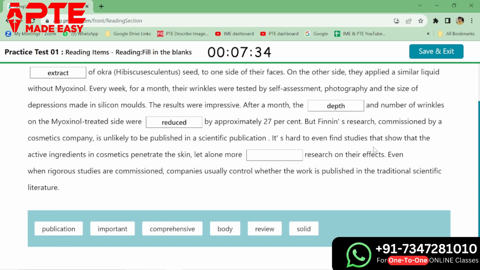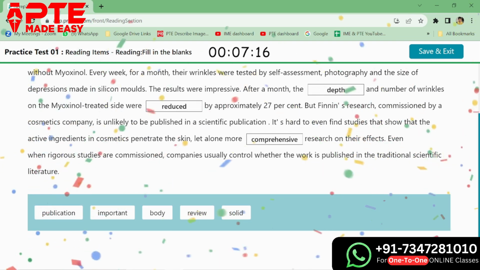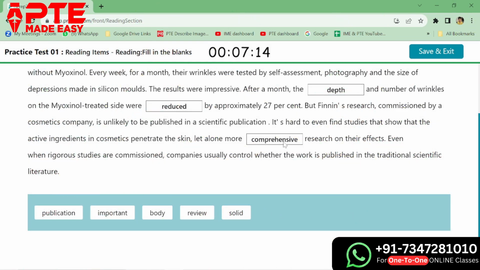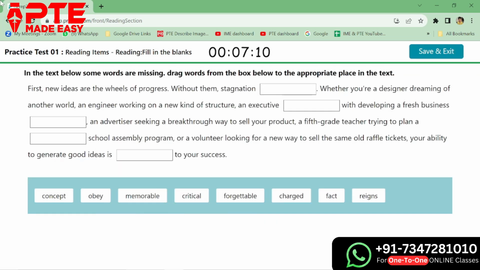It's hard to even find studies that show that the active ingredients in cosmetics penetrate the skin, let alone more comprehensive research. Definitely, comprehensive means detailed research. So, comprehensive will be the answer. Research is a noun, we need some adjective. So, comprehensive is the adjective.